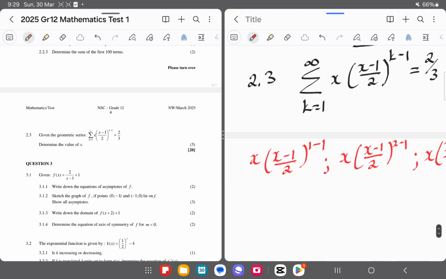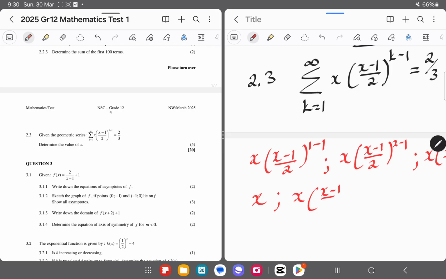Now we know that 1 minus 1 should give you 0, and everything to the power 0 is 1. So this whole thing should give you 1. So 1 times x will be equal to x, and then the next term will be x multiplied by, 2 minus 1 should give you 1.